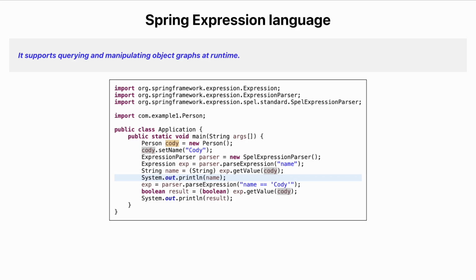SpEL can be used to access bean properties inside the @Value annotation. For example, here we are creating a new person instance and setting its name property. Now we are creating an instance of SpEL expression and we parse the expression.